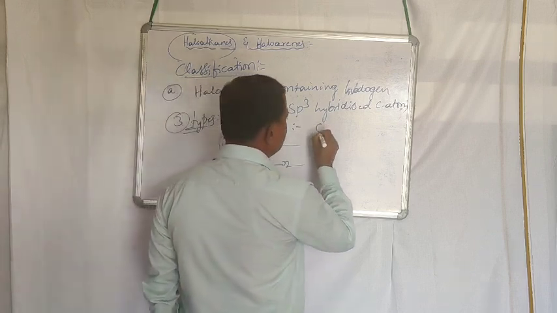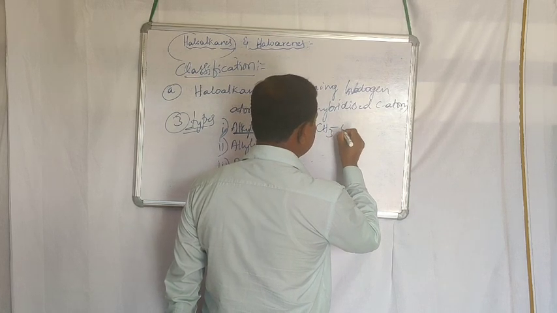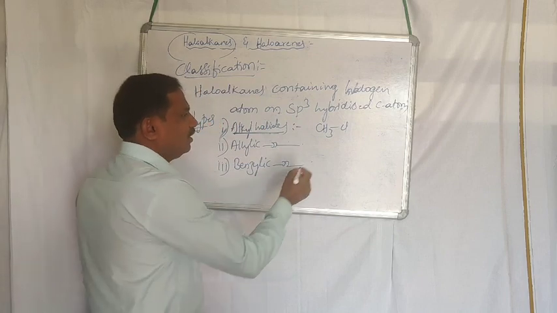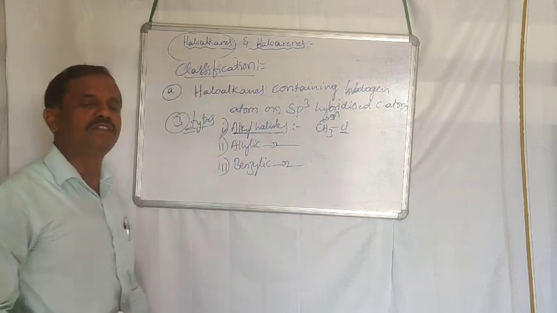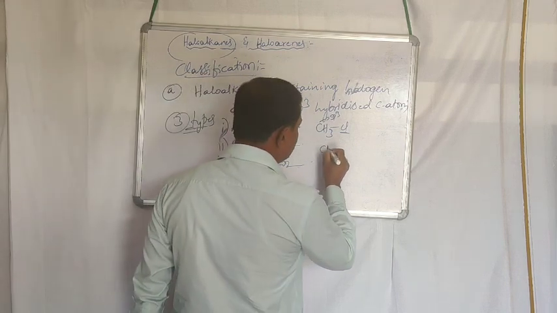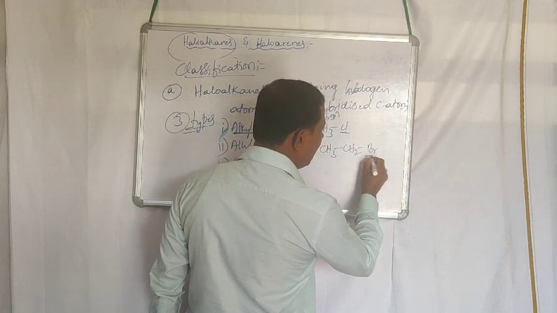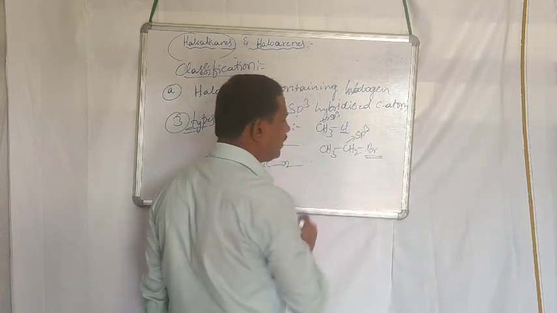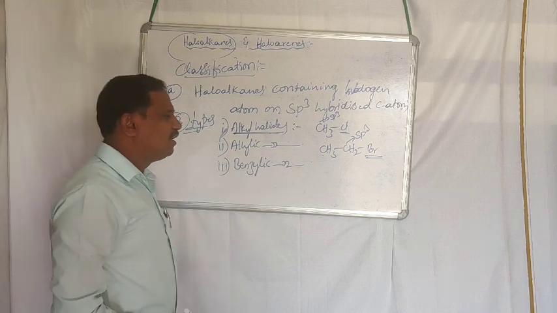Example, you take CH3Cl, methyl chloride, so chloromethane. The halogen atom is attached to an sp3 hybridized carbon atom. Next you take another example, bromoethane. The halogen atom must be attached to an sp3 hybridized carbon atom.